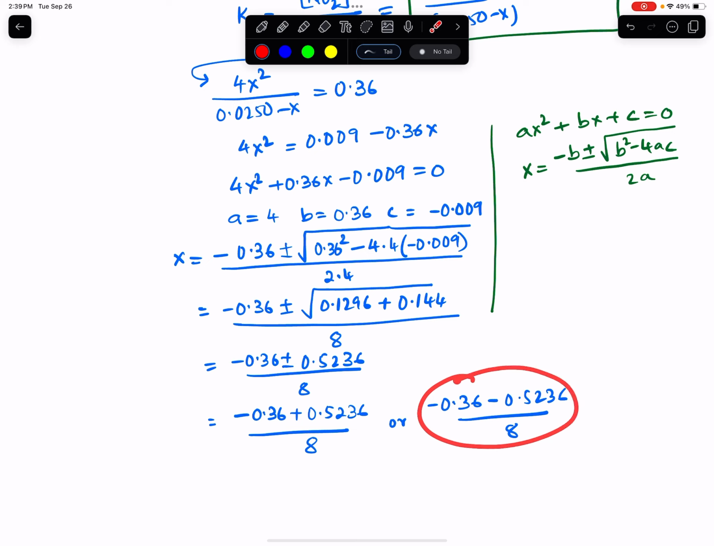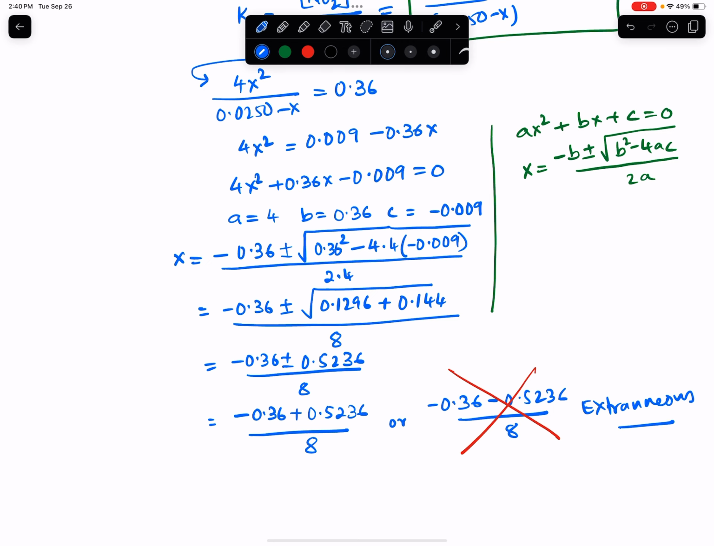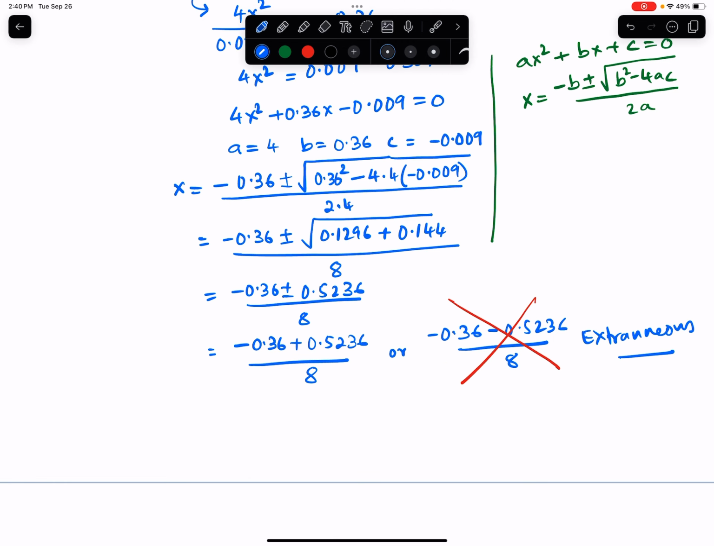The scenario on the right is actually going to give us a negative answer, and x cannot be negative. Therefore, we're going to scratch this one out. We don't care about that. This kind of solution is called an extraneous solution. So we don't care about the extraneous solution. We care about the real solution, which is actually this, which simplifies to 0.0204 molar. So that is what x is equal to.